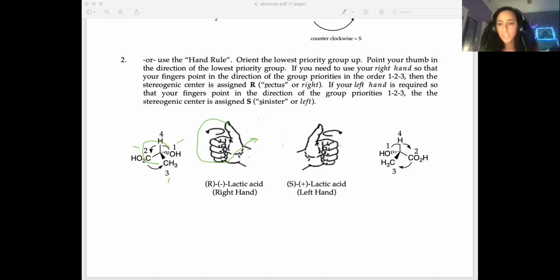So let's try it on this one. Let's see if we agree with all the numbering. H is 4. Oxygen beats carbon, that's 1. Oxygen beats hydrogen. Okay, so we're going to have 1, 2, 3, 4. So with this one, let's try to use the right hand for it. If you put the hydrogen up and turn it that way, you're going 1, 3, 2. So if you use your left hand, you're going to do 1, 2, 3.